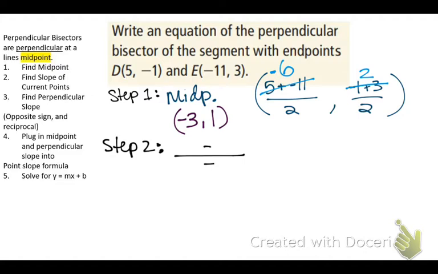What is my first x? Sorry, what is my first y? I always do that. First y is negative 1. What's my second y? 3. So that was my y1 and y2. What's my first x? 5. And then my second x, negative 11. All right, so negative 1 minus 3 is negative 4. 5 minus minus, what happens there? Plus. So 5 plus 11 is 16. Can this reduce? Yep, negative 1/4.